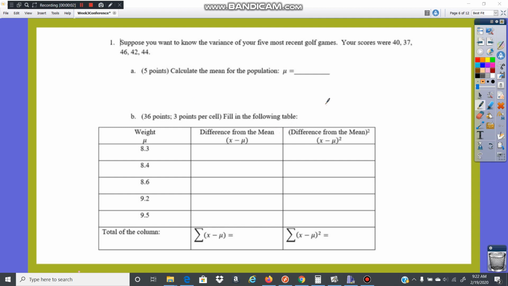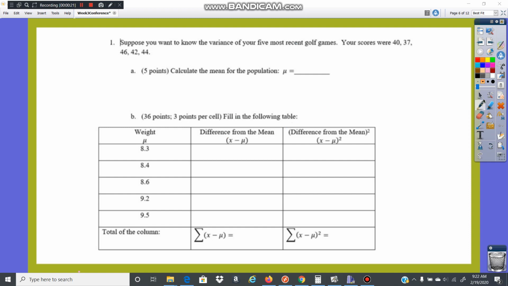Okay, let's take a look at this assignment problem here. Suppose you want to know the variance of your 5 most recent golf games. Your scores are 40, 37, 46, 42, and 44. So the first thing we want to do is calculate the mean of the population.